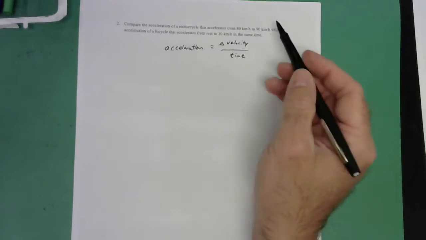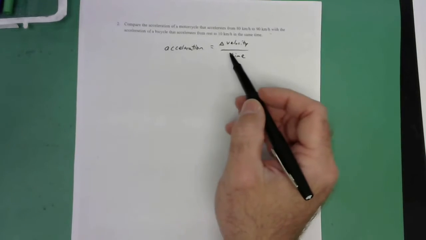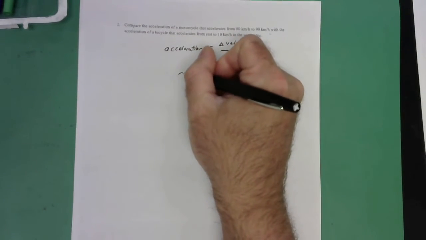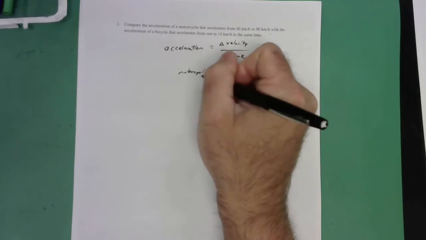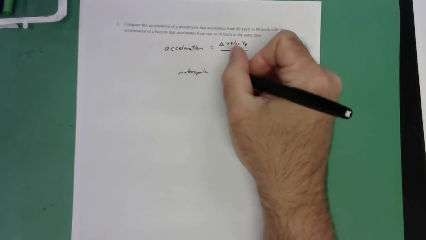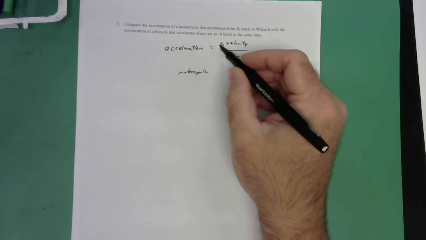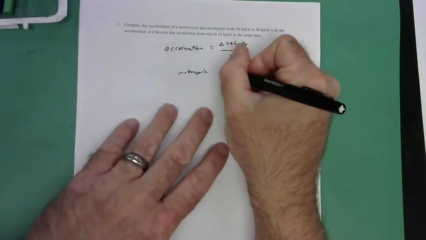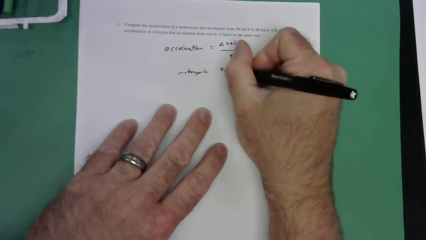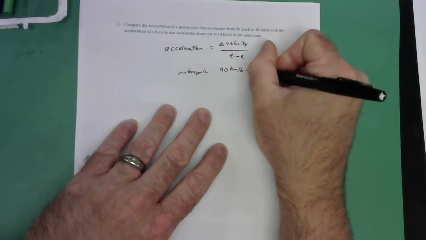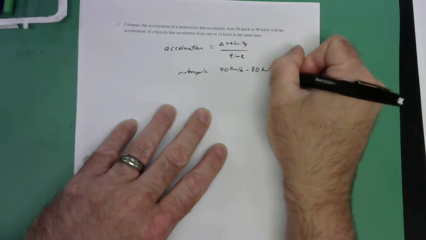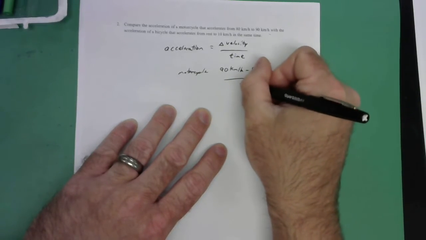Now when I go to compare these two accelerations, I want to compare the acceleration of a motorcycle to the acceleration of a bicycle. And so perhaps for my motorcycle, I have my change in velocity over my change in time. Whenever we do a delta, or a change in, we always take the ending minus the starting. So for the motorcycle, that's going to be 90 kilometers per hour minus my original, initial velocity of 80 kilometers per hour, divided by the time.